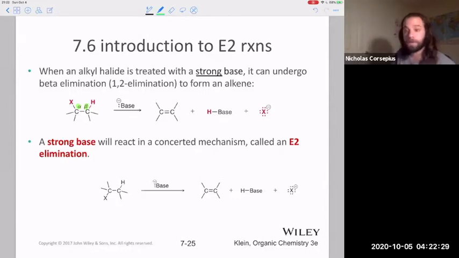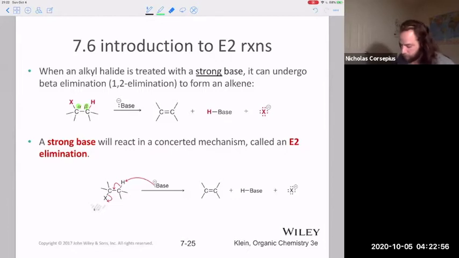Much like SN2, it is a concerted reaction mechanism, meaning that the base reaches over to grab that proton at the same time that that pair of electrons comes down to form a double bond and loss of the leaving group. So an E2 reaction is where all of this happens at the exact same time. This is another concerted type mechanism.